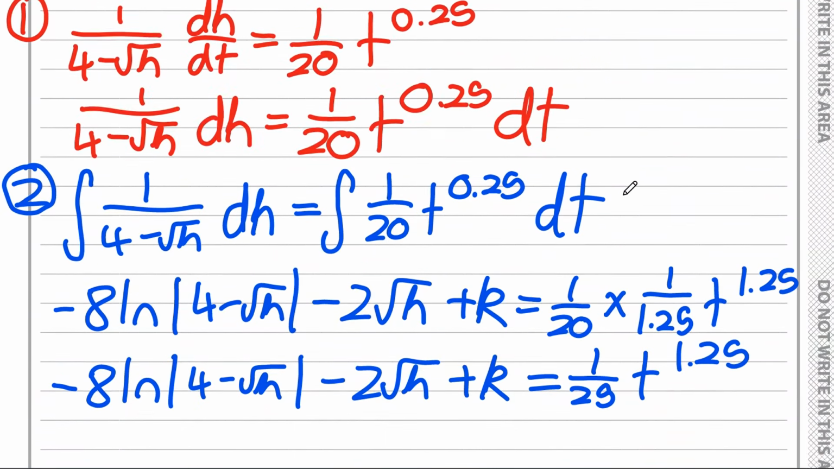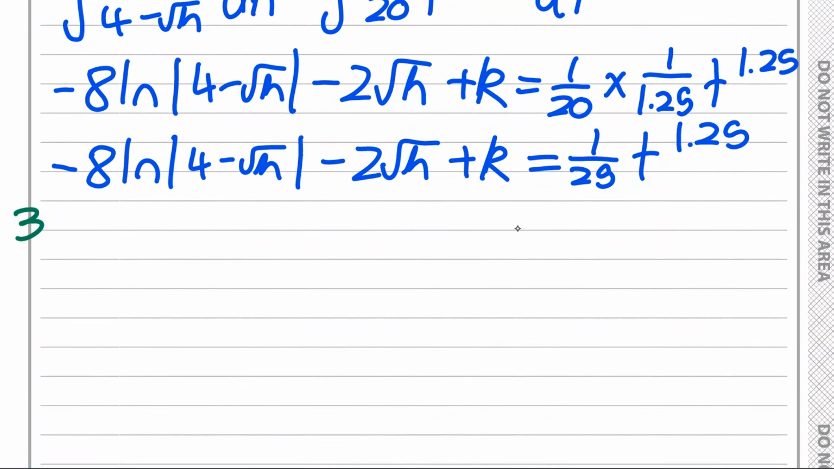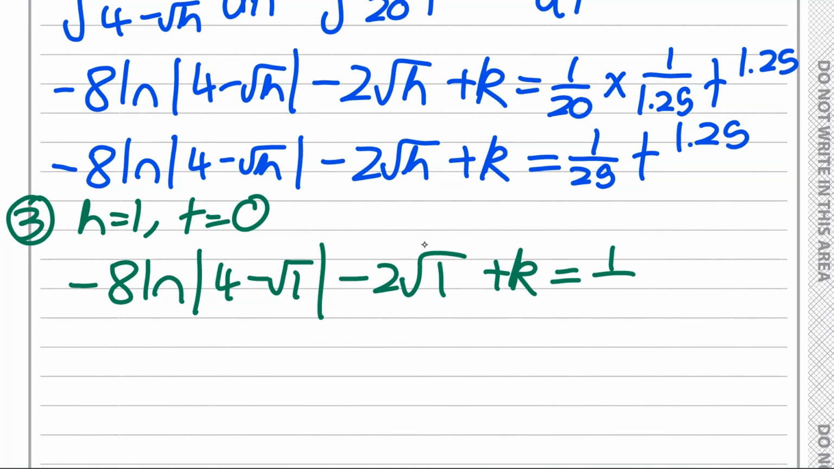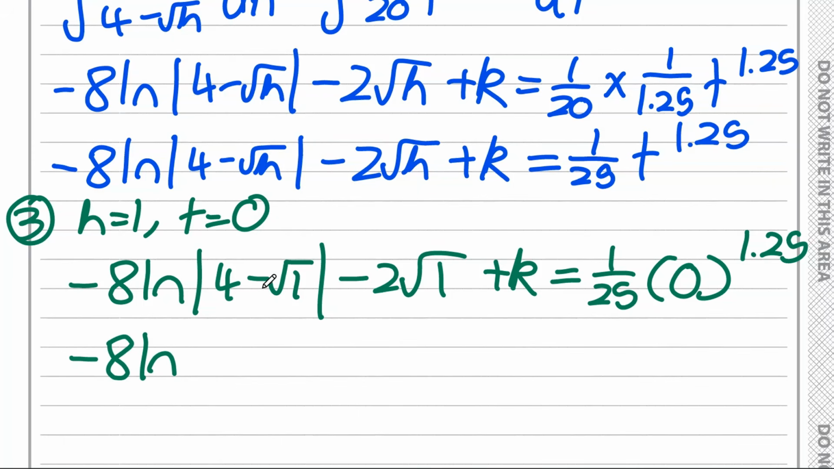So what we're going to do into this equation here for the third step, to find plus k, is sub in h equal to 1, t equal to 0. So it's going to be minus 8 natural log of the modulus of 4 minus root 1, minus 2 root 1, plus k, is equal to 1 over 25 t, and t is 0, to the power of 1.25. We can simplify this: 4 minus root 1 is 3, so this is minus 8 natural log of 3.